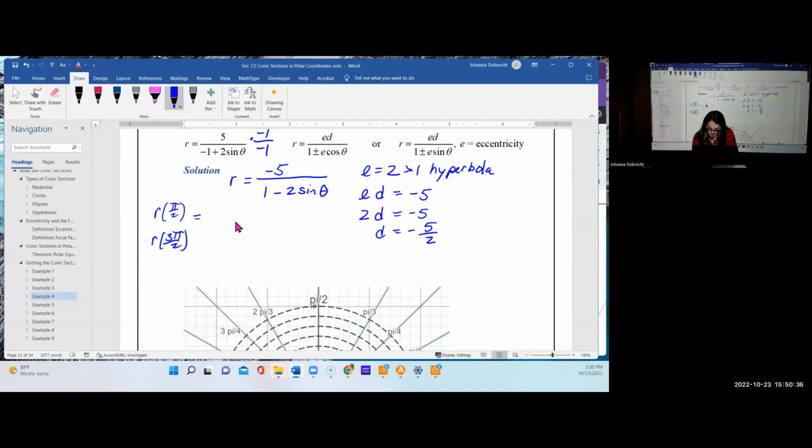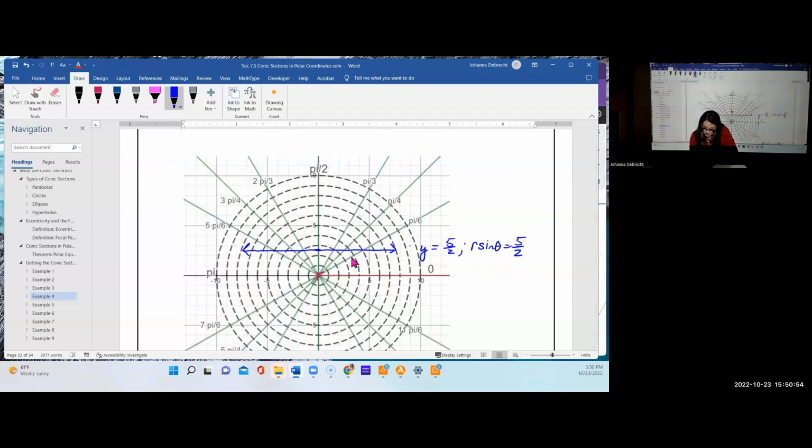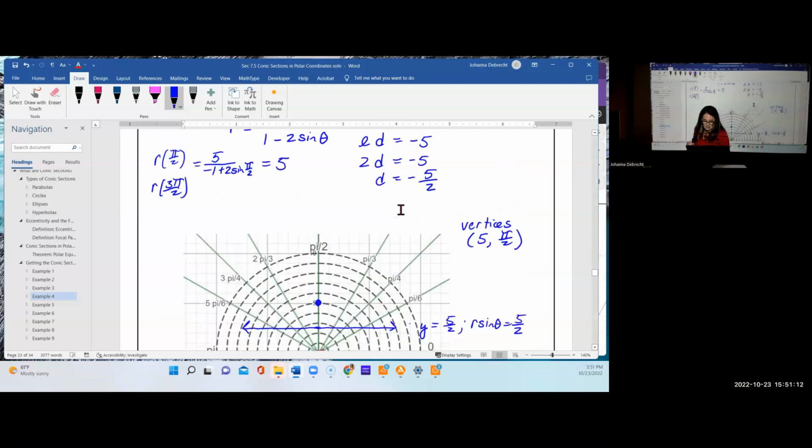So this is going to give me 5 over negative 1 plus 2 sine of pi over 2, which is 1. So I get negative 1 plus 2, which is 1. This gives me 5. So this is the ordered pair 5 comma pi over 2 in the polar system, which means it graphs directly up, and that's going to be right here. So my vertices, and you might make a list out to the side because it gets kind of crowded in there, is 5 pi over 2. That's one of them. Where's the other one? It's got to be at 3 pi over 2.